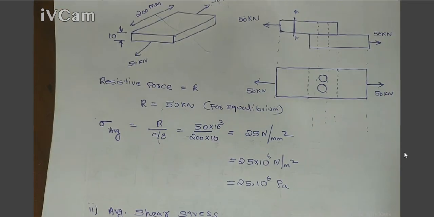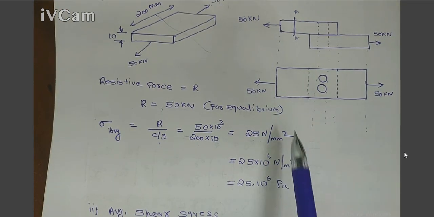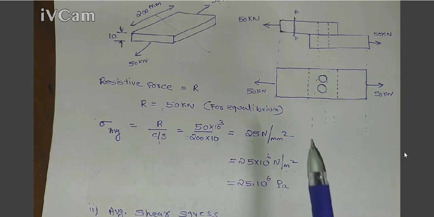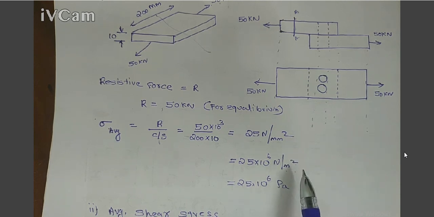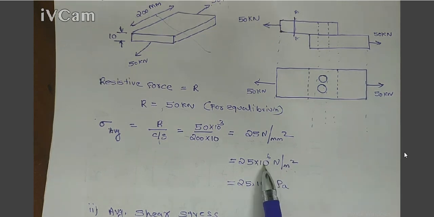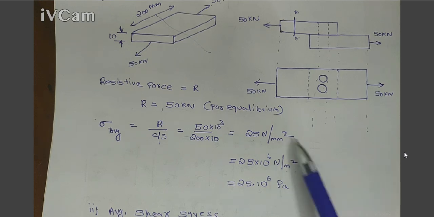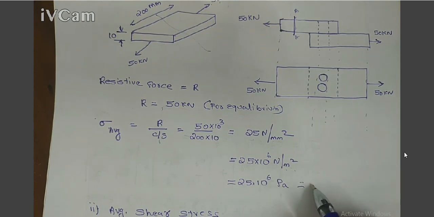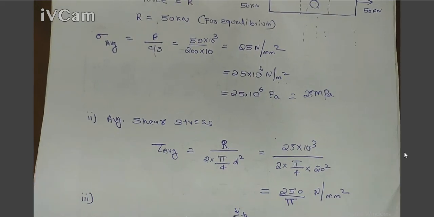We can convert this into meter. To convert mm into meter, 1 mm is equal to 10 raised to minus 3 meter. But here it is squared, so 10 raised to minus 3 whole square, that is 10 raised to minus 6. When it comes to the numerator, it is 10 raised to 6. So 25 newton per mm square is equal to 25 into 10 raised to 6 newton per meter square, and 1 newton per meter square is equal to 1 pascal. So 25 into 10 raised to 6 pascal, or we can write 25 megapascal, because 10 raised to 6 pascal is equal to megapascal.